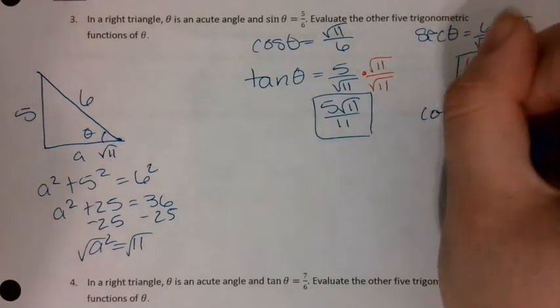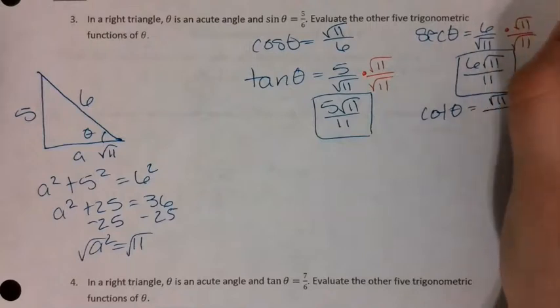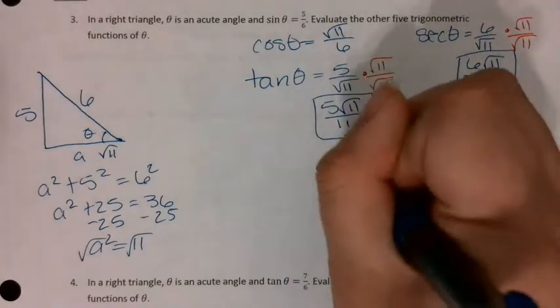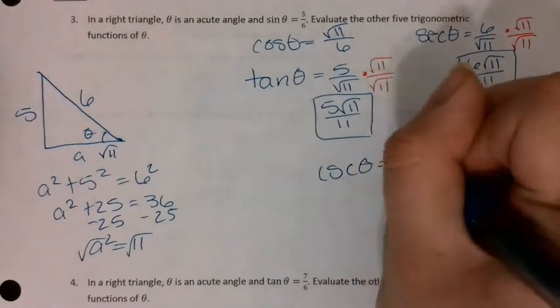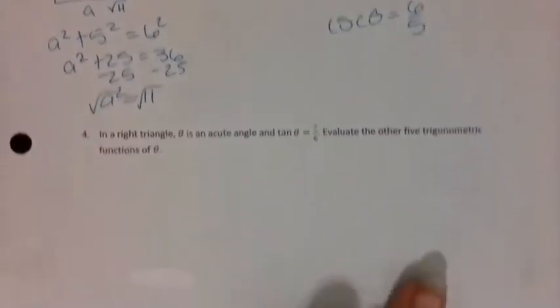Then I want cotangent theta. I'm going to flip this one so I end up with the radical on the top. I get square root of 11 over 5. Then I need my cosecant, which I just switched from the one that I was given. So instead of 5/6, I have 6/5. Okay. Number 4 gives me a tangent.